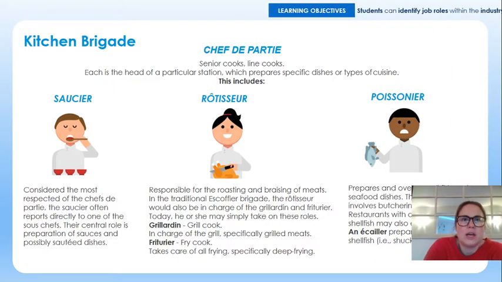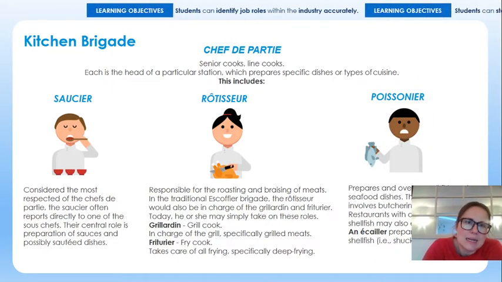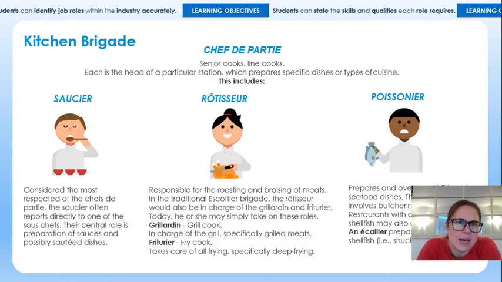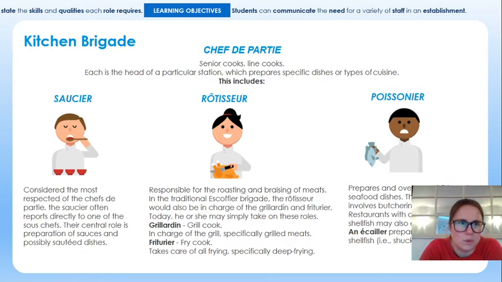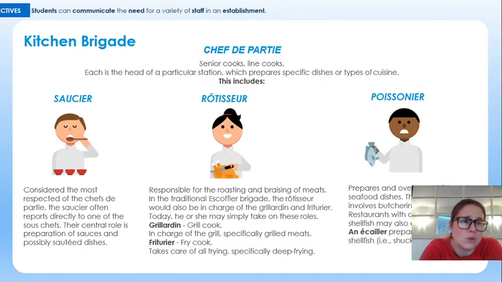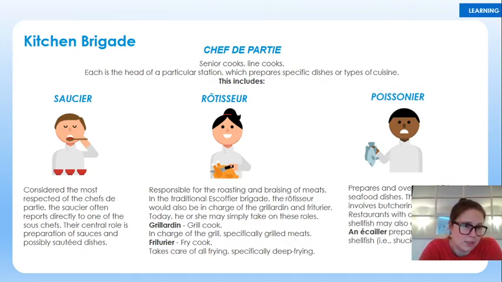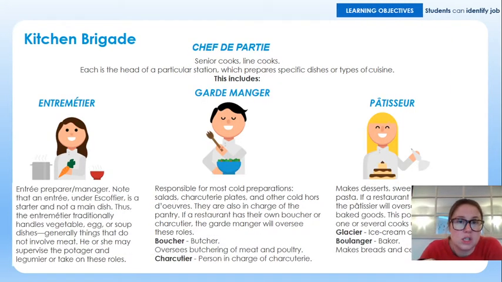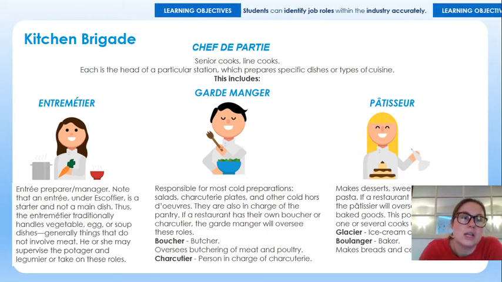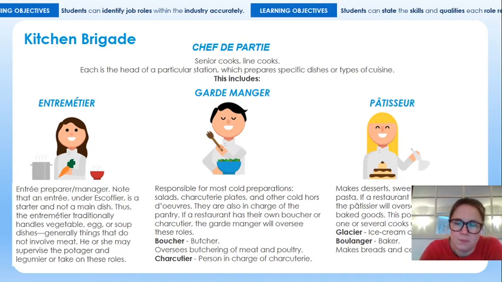And then you have the chefs de partie. They are senior cooks, and each is the head of a particular station which prepares specific dishes or types of cuisine. So for example, you might have a saucier, who'll be in charge of the sauces. There are loads of different ones that will come under the chef de partie. They are essentially in charge of a section of the kitchen.